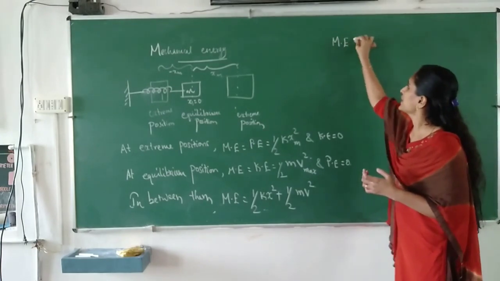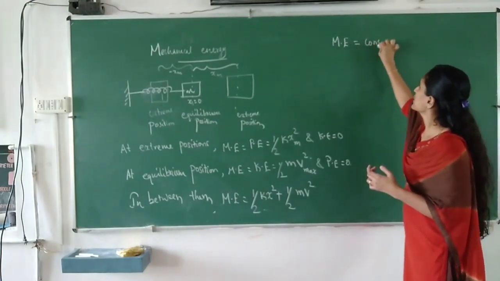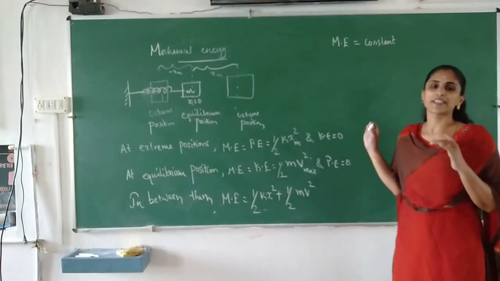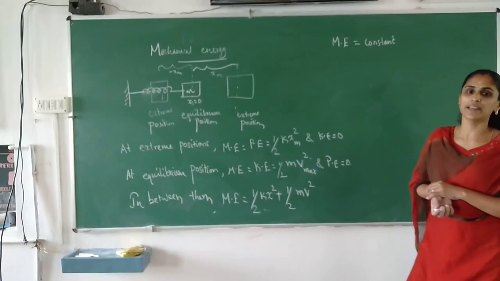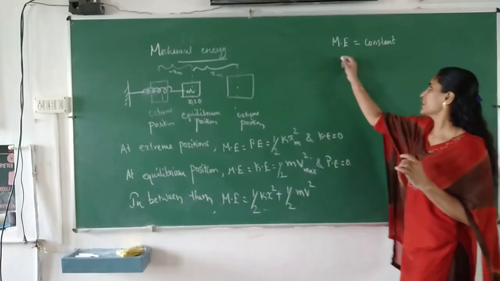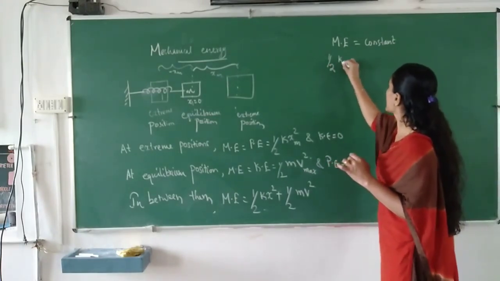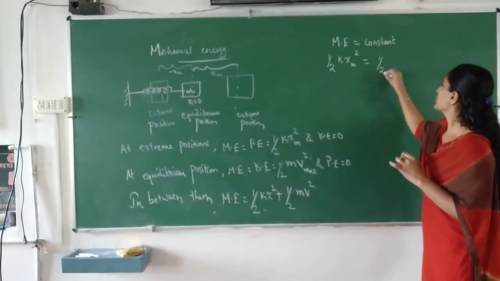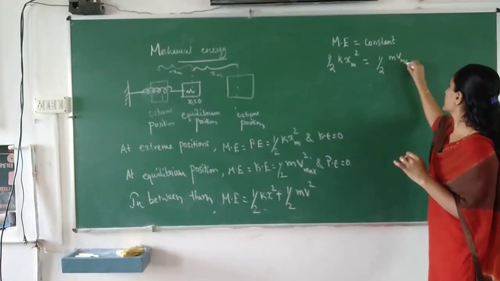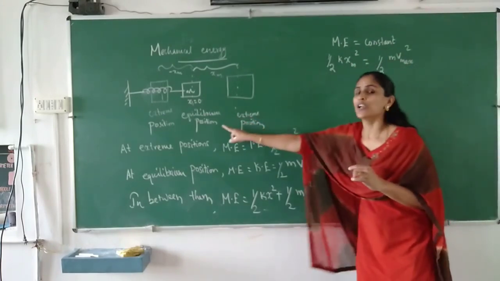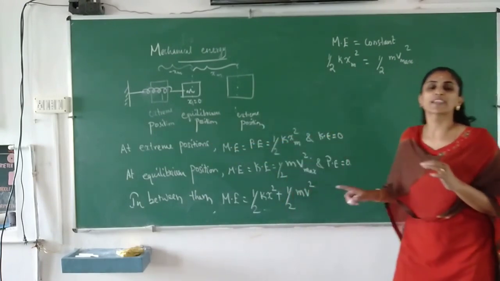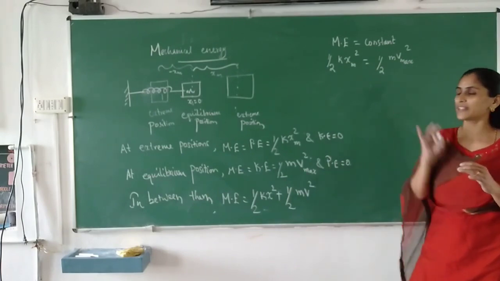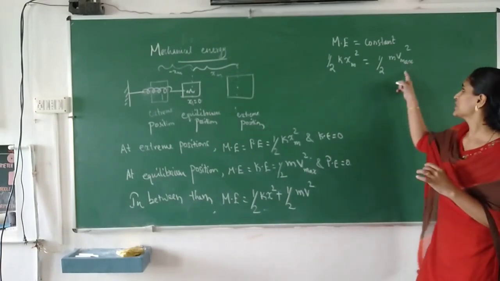So we can write, mechanical energy remains constant because spring force is a conservative force. Since a conservative force is acting, total mechanical energy remains constant. So we can write half k xm square is equal to half m Vmax square. What is Vmax? Vmax is the velocity of that object when it comes to equilibrium position. After stretching or after compressing, once it is released, when it comes to equilibrium position, that velocity is known as Vmax.